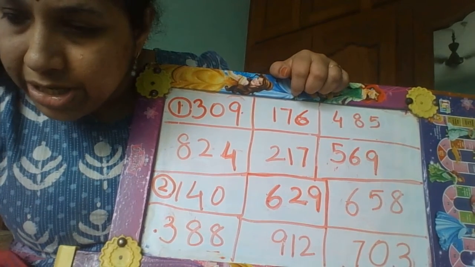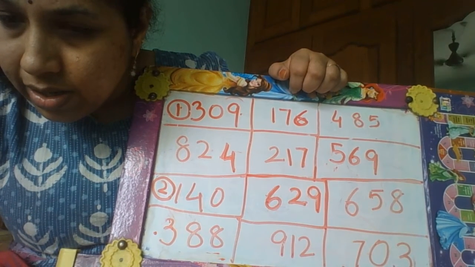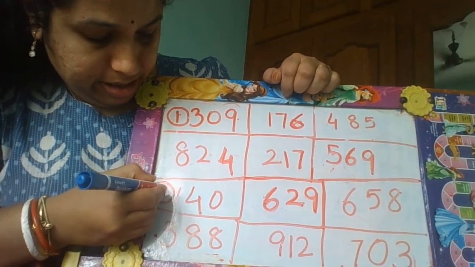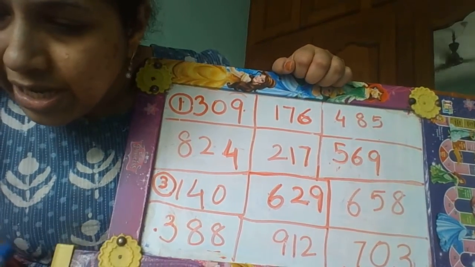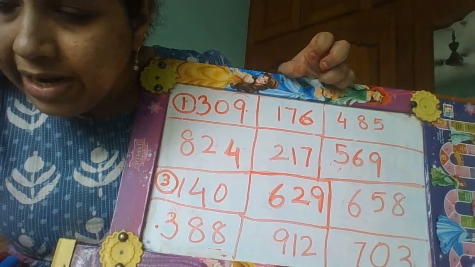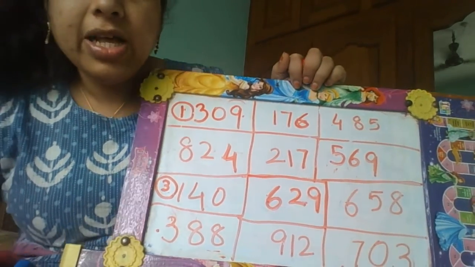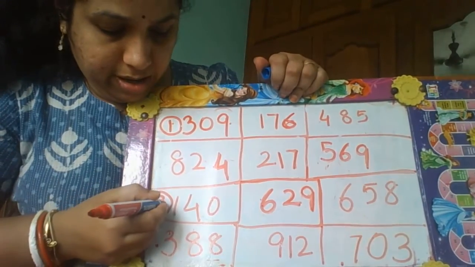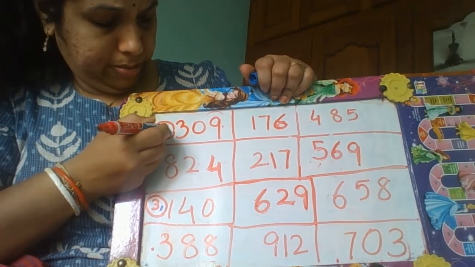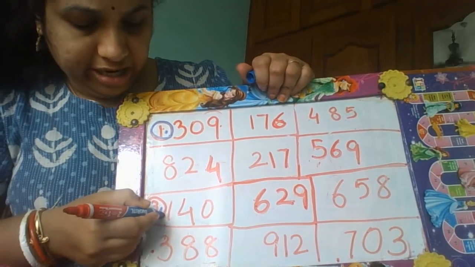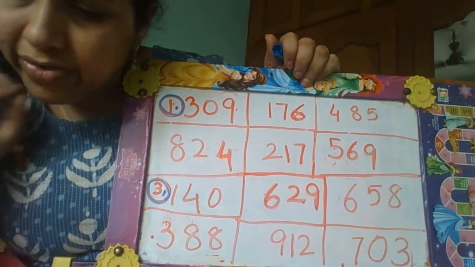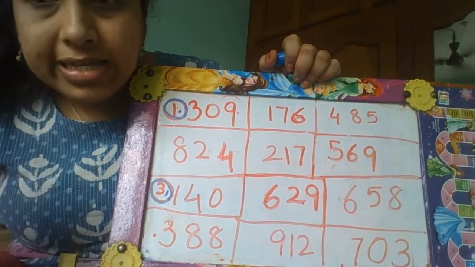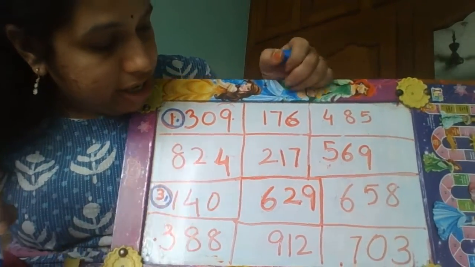Okay. Third question is, I'm sorry, this is the third one. Second question is, a number between 650 and 700. Second question, children. Here I am writing the answers. Like this is the question. This is the answer for the first question and this is the answer for the third question. Second question is, a number between 650 and 700.